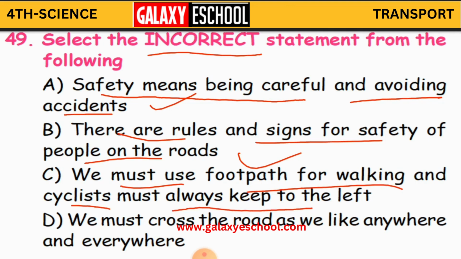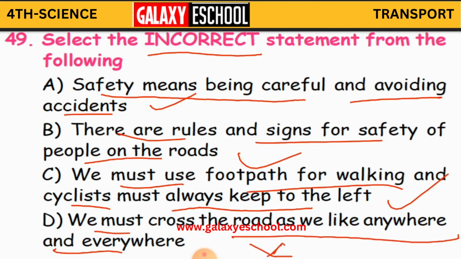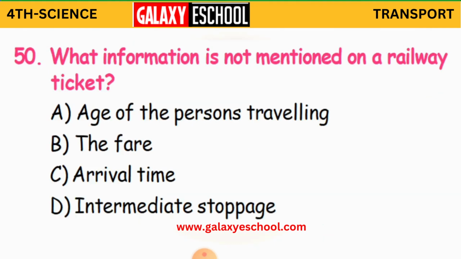So do you do this? Do you follow this, children? When you walk, you have to use the footpath. And when you ride a bicycle, or a cyclist, cycles, two-wheelers, you have to always keep to the left. Okay. And we must cross the road as we like, anywhere and everywhere. This is completely wrong, incorrect. You cannot cross the road as you like. So D is our answer. Clear, children? Now, 50th question.